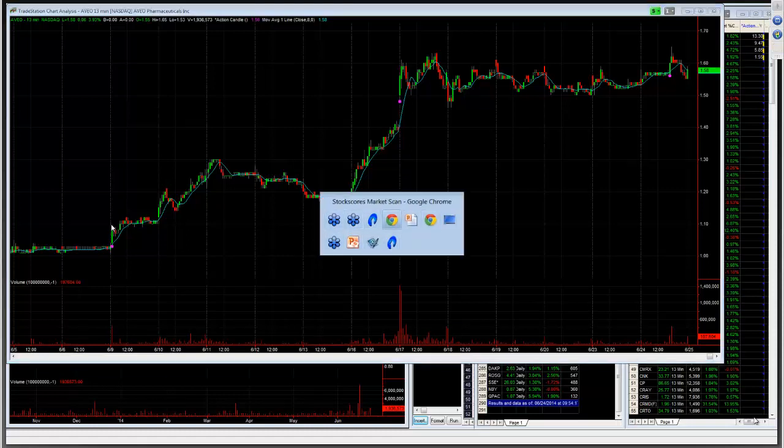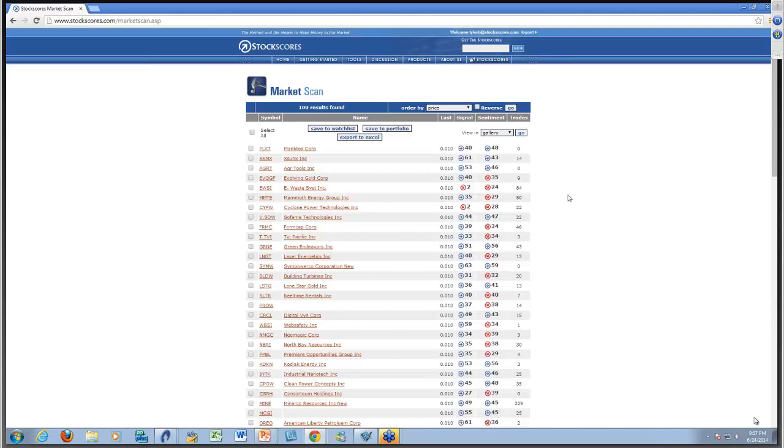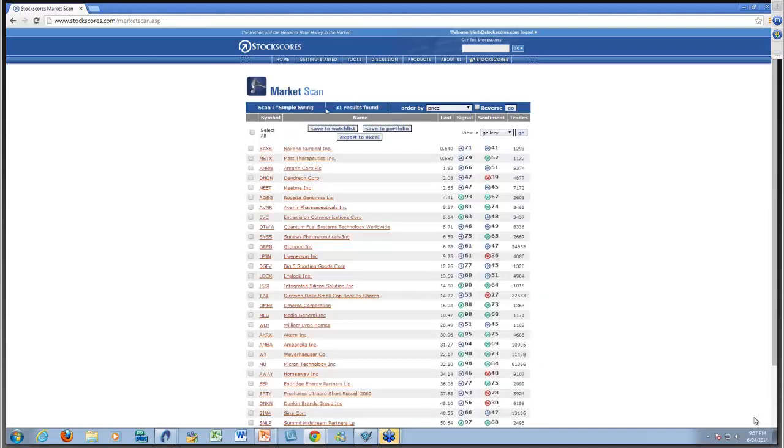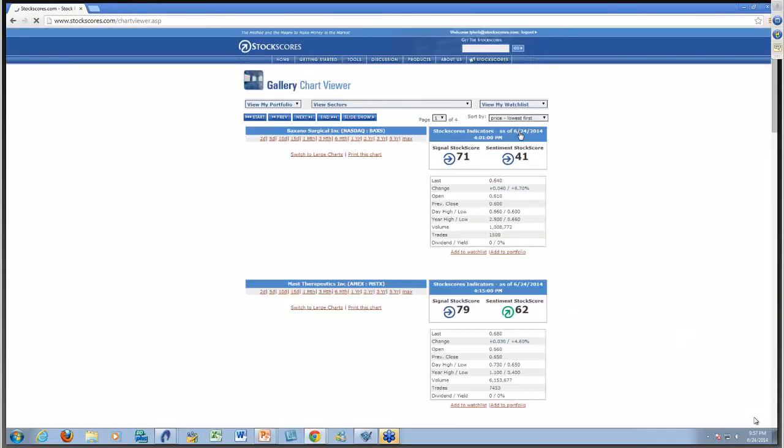I'm just going to jump back to Stockscores here. Here's our list of stocks that were behaving abnormally today. Doesn't look quite right. I'm just going to run this again. Let me just run the simple swing here. Run the report. So 31 stocks today were trading with statistically significant price gain and volume, and that's what that particular indicator looks for. I can then tell the website to display those charts for me.